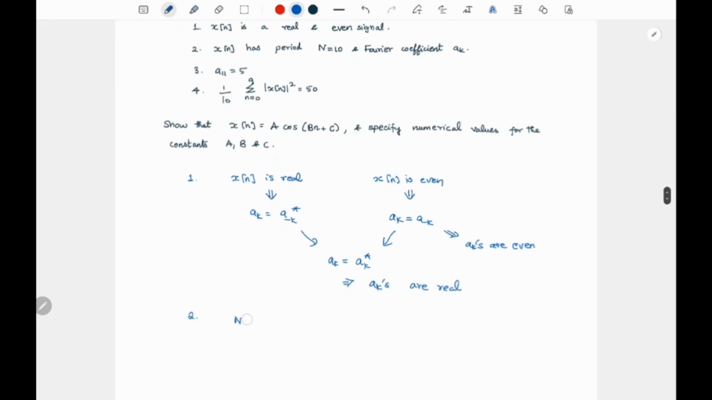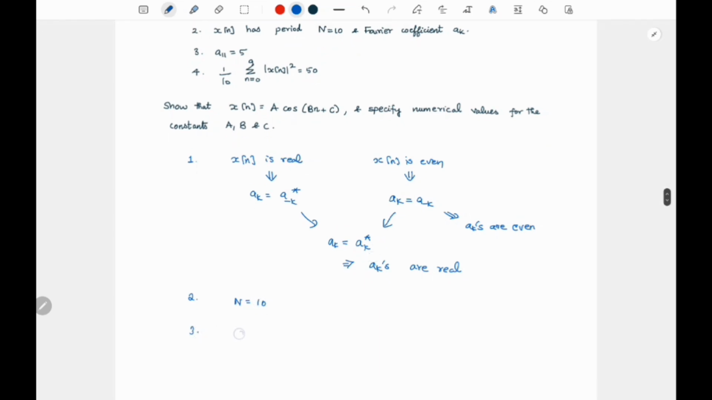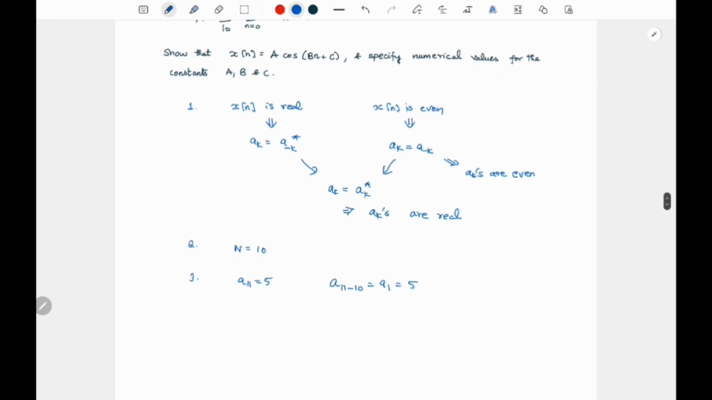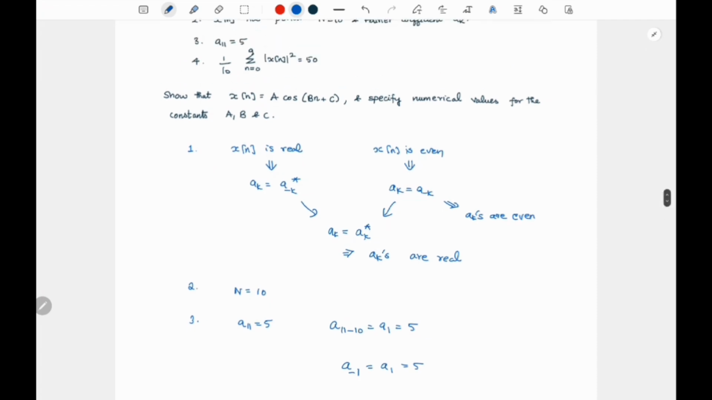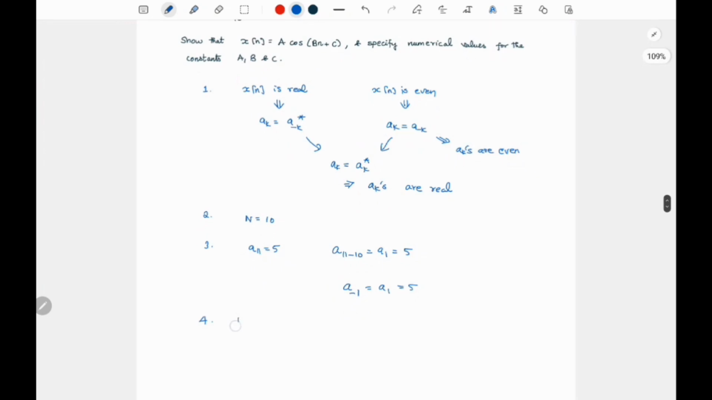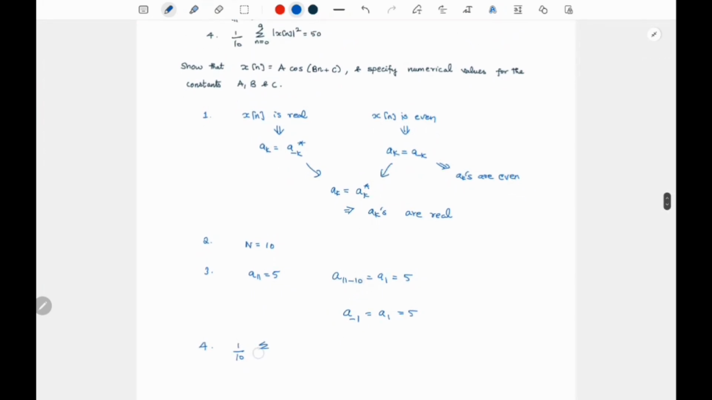So second, your period is equal to 10 here, correct? And a11 is given as 5. So a11 is 5, then a11 minus 10 equal to a1 is also equal to 5 because of the periodicity of aks, correct? If a1 is equal to 5, I know my a minus 1 is equal to a1, which is equal to 5. So this is valid. So fourth one, what is given? 1 by 10 summation n equal to 0 to 9, mod x of n whole square equal to 50.